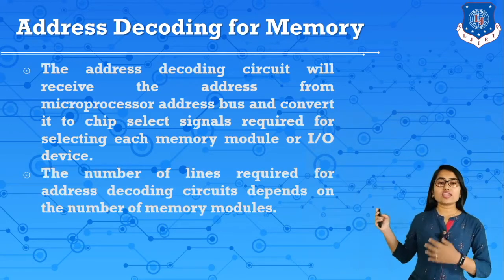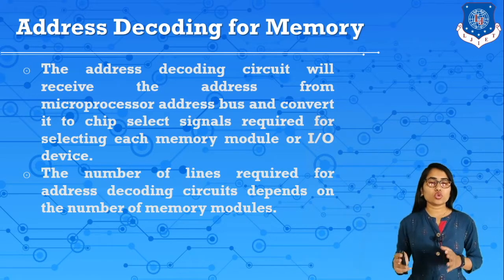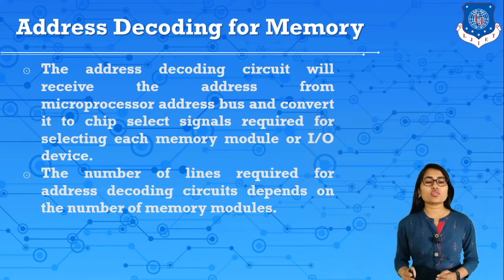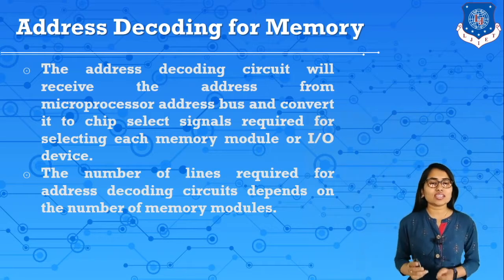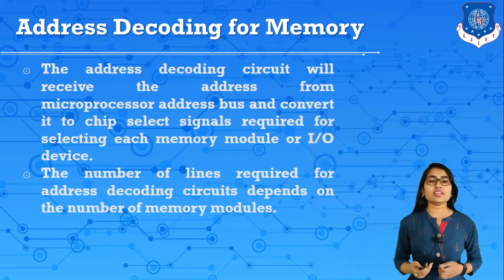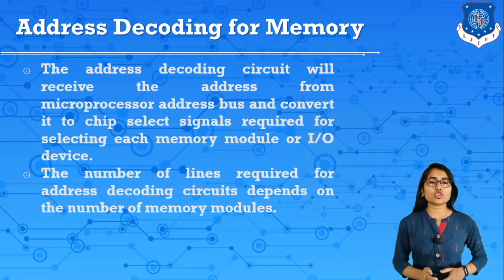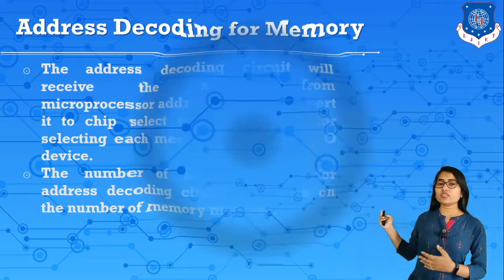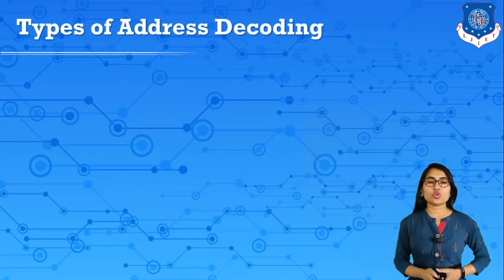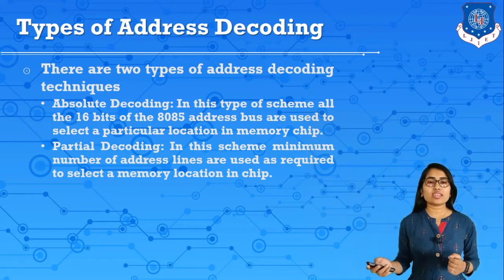This address decoding circuit has different lines. The number of lines required for the address decoding circuit depends on the number of memory modules. So depending on the number of memory modules, a different number of lines is used for the address decoding circuit. There are two types of address decoding circuit, depending on how the address lines are used.